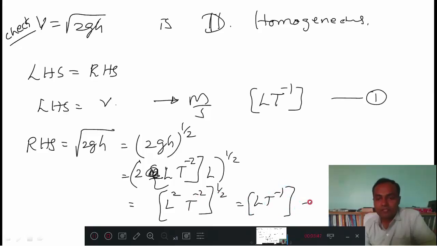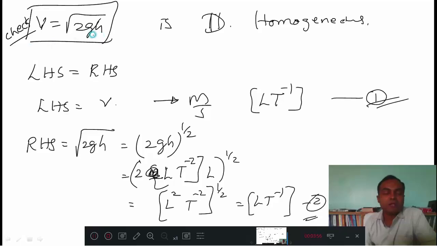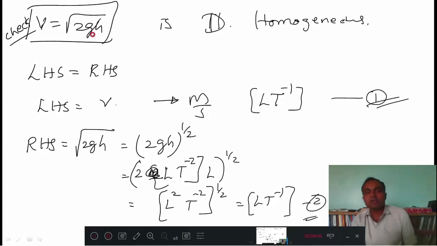Now see, this is equation number 2. Then equation number 1 and equation number 2 are the same, L T raised to minus 1. Therefore I checked it. Therefore V equal to root 2gh is dimensionally homogeneous. Understood? This is what explains what dimensional homogeneity is. Okay, dimensional homogeneity. Now coming to methods of dimensional analysis.